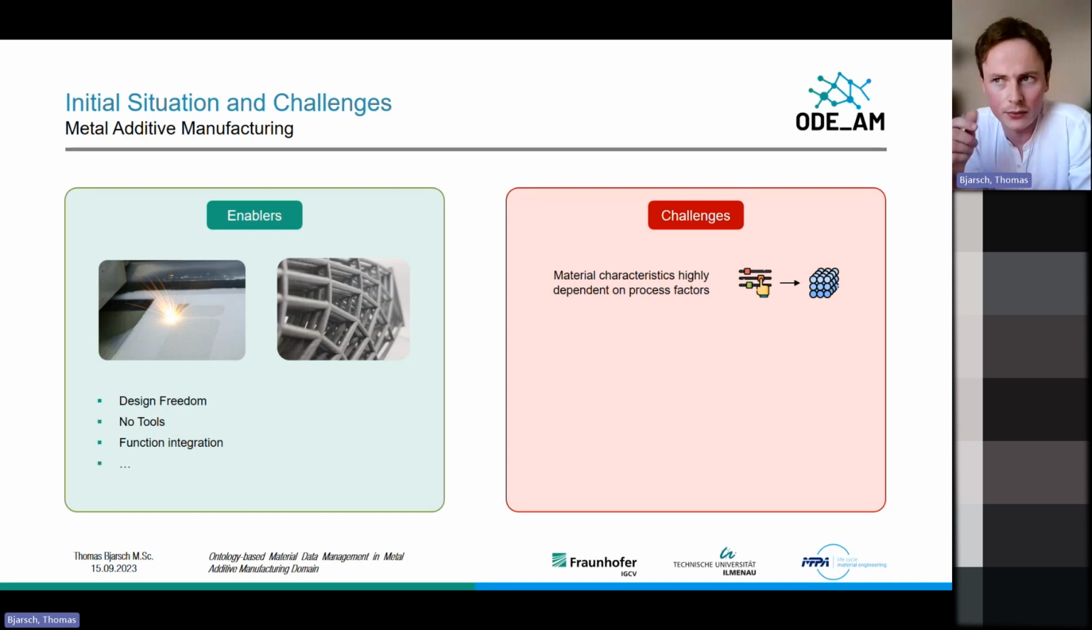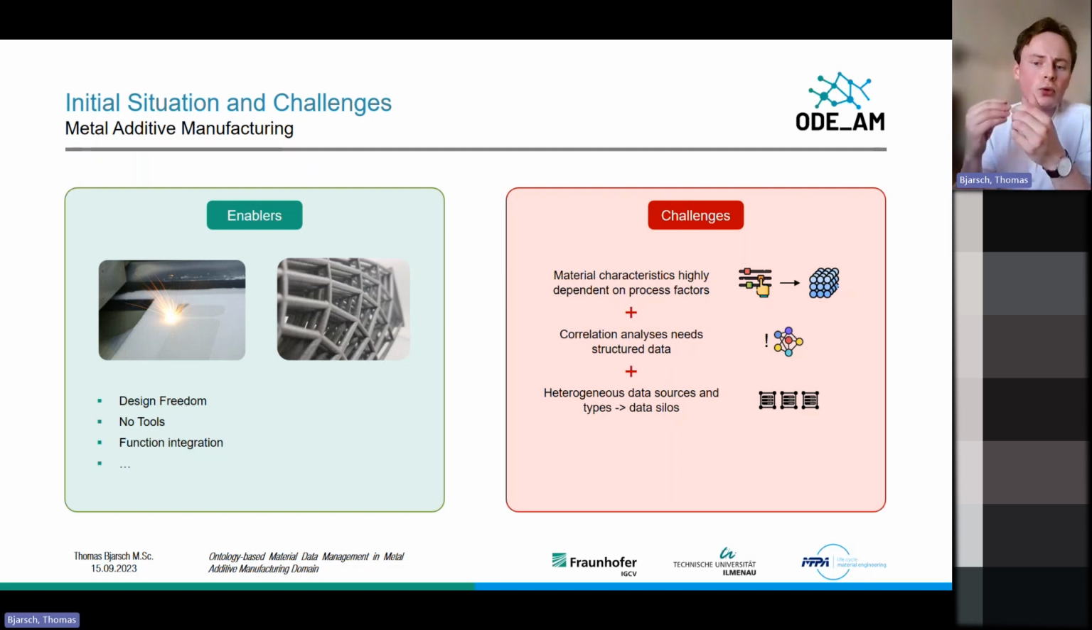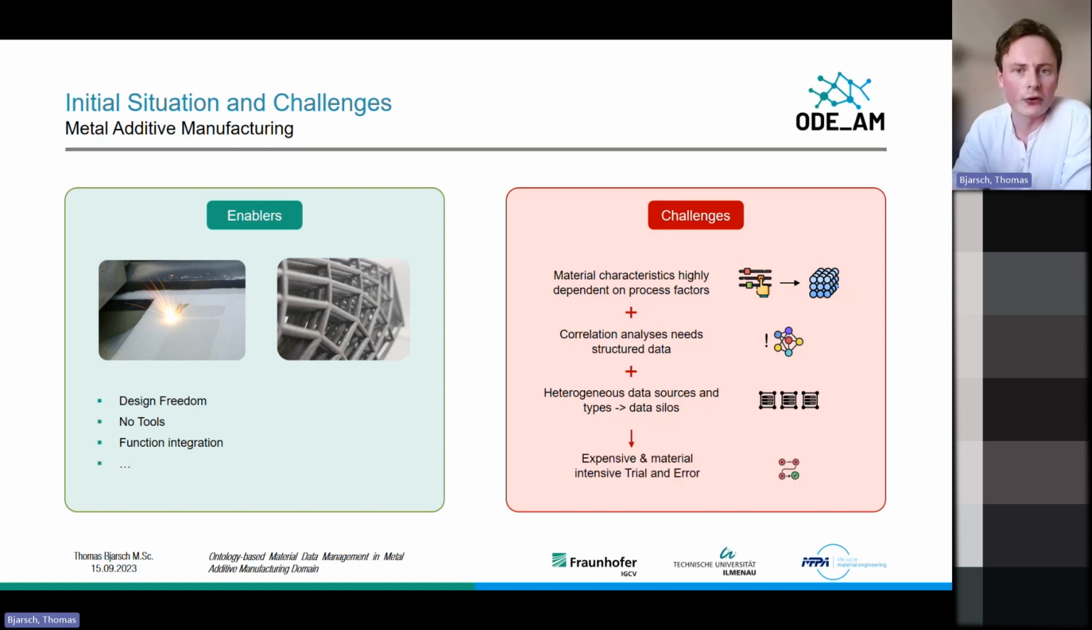One big challenge is that the part and material characteristics are highly dependent upon the processing and the raw materials used. So in order to understand these relations, we actually need a lot of structured data. But in practice, we have along the manufacturing chain a lot of different data sources and data formats. This results in data silos. If you sum all this up, you will find that people always do trial and error approaches in order to optimize their processes and part qualities, which is very expensive and material intensive.